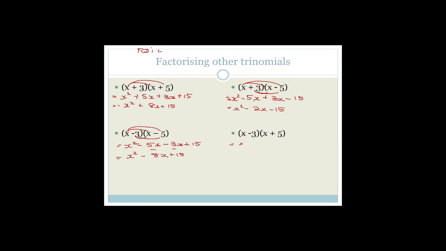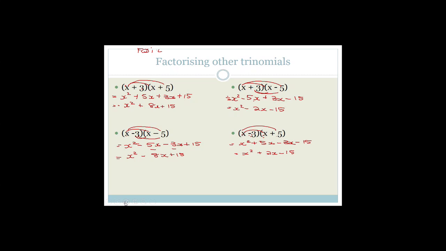X times x is x squared. That's that. Then let's go. X times 5 is plus 5x. Minus 3 times x is minus 3x. And then we go minus 3 times minus 5 is minus 15, which becomes x squared plus 2x minus 15.